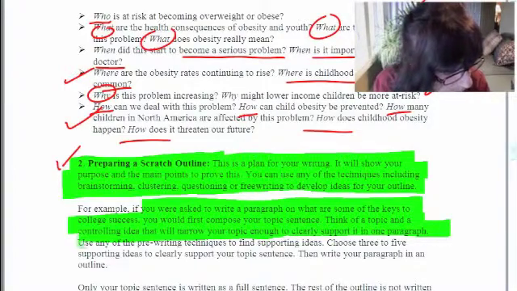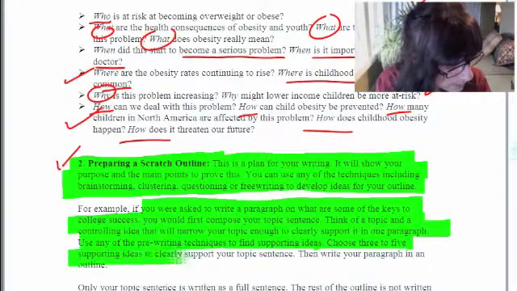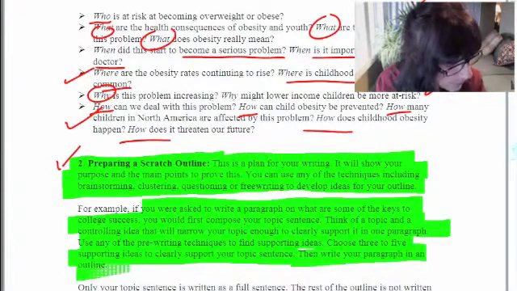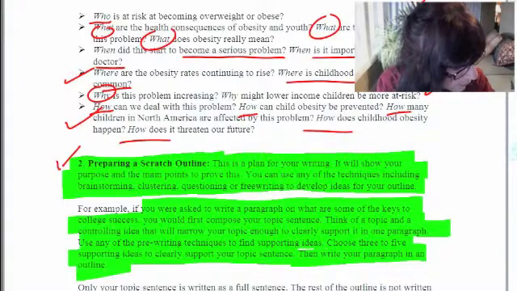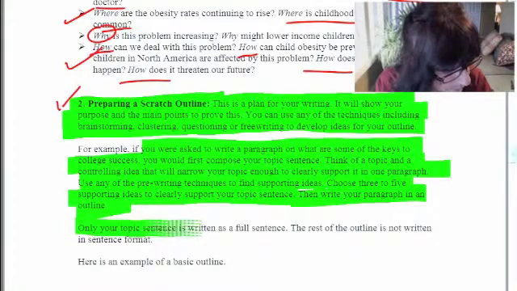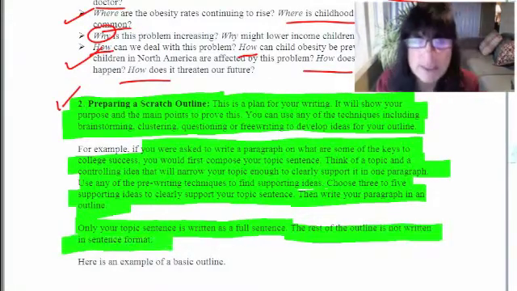So you begin by using your pre-writing techniques to support your ideas. Then you're going to choose 3 to 5 supporting ideas to clearly support your topic. And then you're going to write your paragraph. After your outline, you're going to then write your paragraph. So only your topic sentence is written as a full sentence in an outline. The rest of the outline is not written in sentence format.